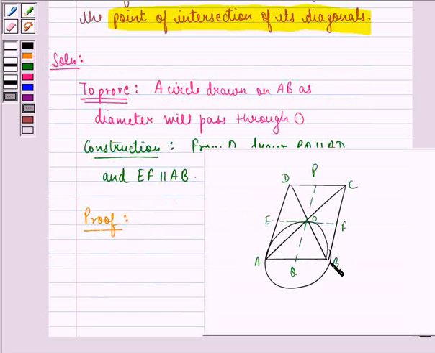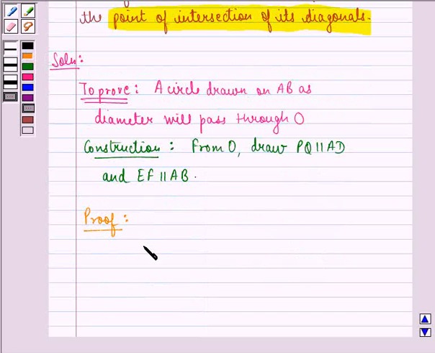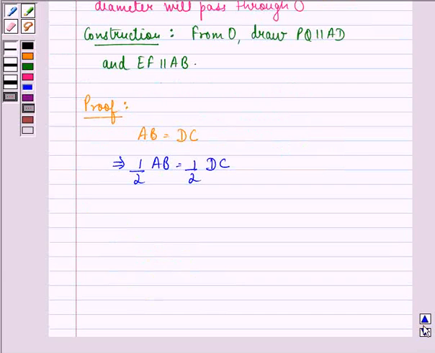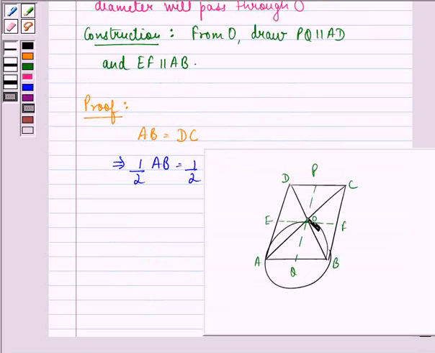First of all, we see that ABCD is a rhombus, therefore AB is equal to DC. Since AB is equal to DC, this implies half of AB is equal to half of DC. Now half of AB will be AQ and half of DC will be DP. This happens because this will be the center of the circle. So AQ is equal to BQ. Similarly, Q becomes the midpoint of AB.